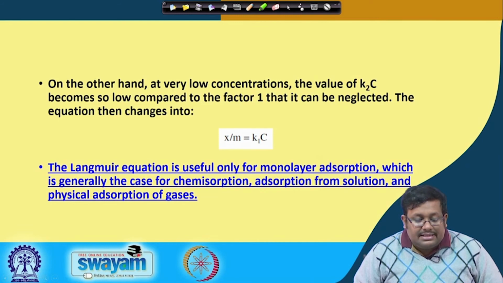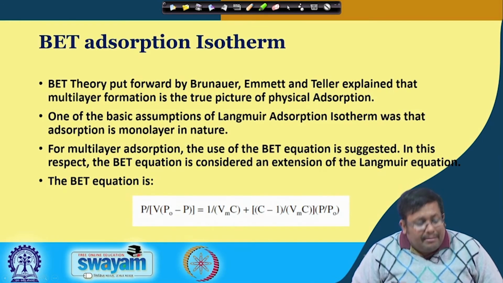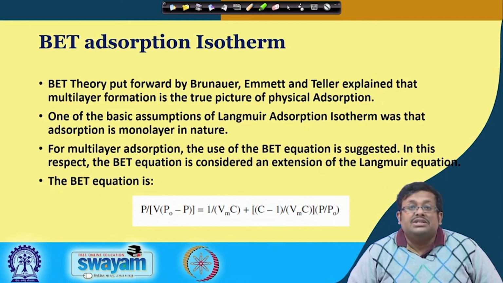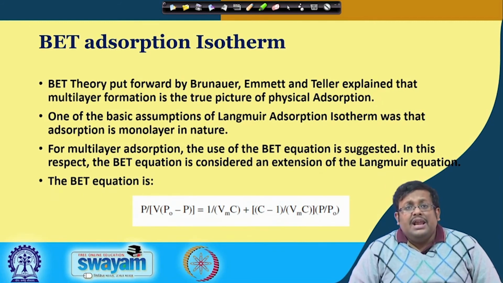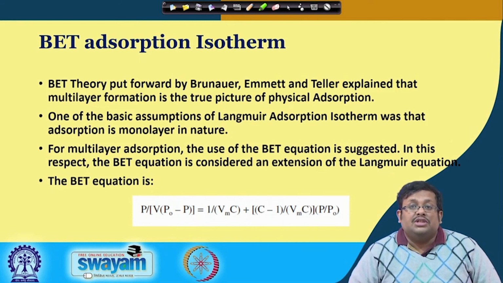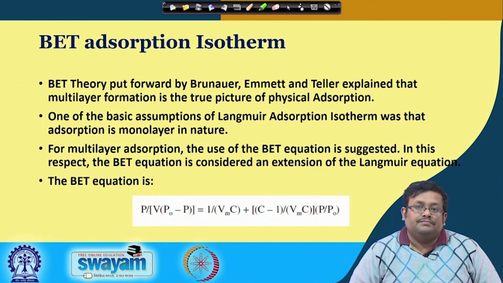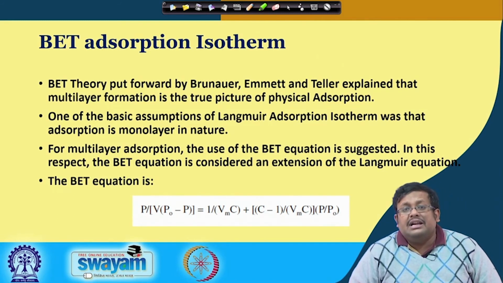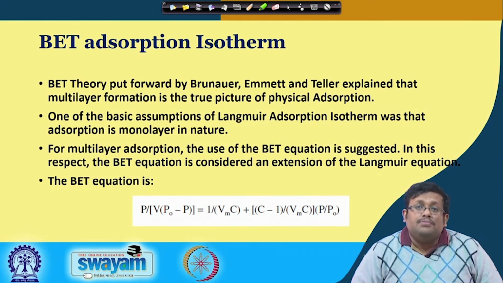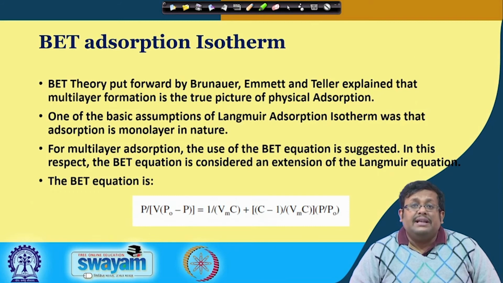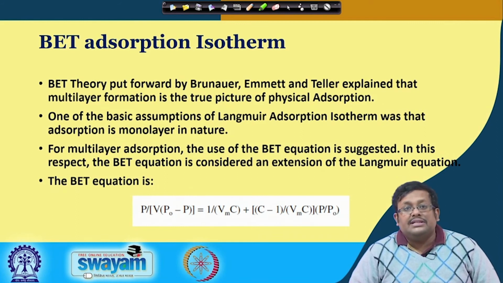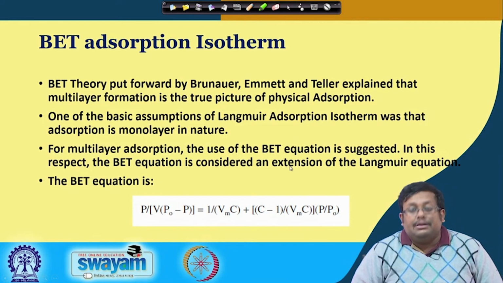So, let us go ahead and see what is the BET adsorption isotherm. Now, BET theory was put forward by three scientists, Brunauer, Emmett and Teller, who explained that multilayer formation is the true picture of physical adsorption. One of the basic assumptions of the Langmuir adsorption isotherm was that adsorption is monolayer in nature. However, BET assumes that multilayer adsorption is possible. So, for multilayer adsorption, the use of the BET equation is suggested, and in this respect, the BET equation is considered an extension of the Langmuir equation. You can see the formula of the BET equation. So, let us go ahead and see the meaning of these terms.